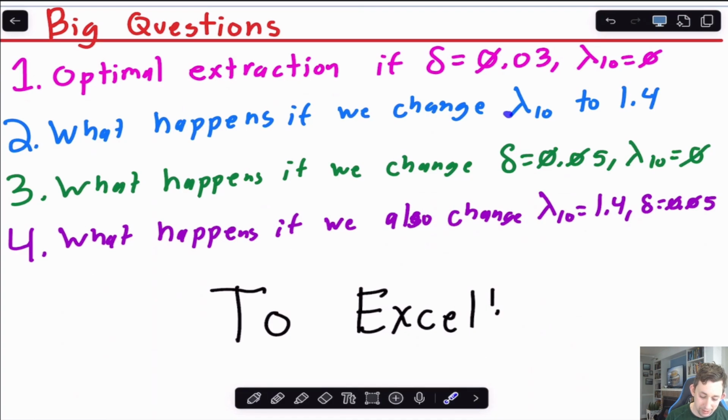It would seem to make sense that if this value becomes higher, we want to leave more of it in the ground. And then maybe we go from 0.03 to a higher delta, and ask what happens if the discount rate is higher? How does that change the optimal extraction path? And then we're going to do the last combination, which is a higher discount rate and a higher lambda 10. So let's jump into Excel and start solving this problem.